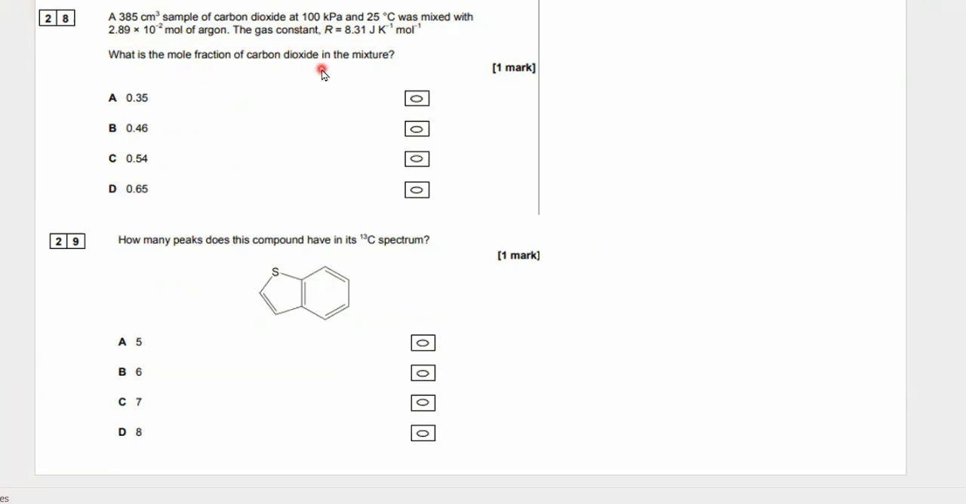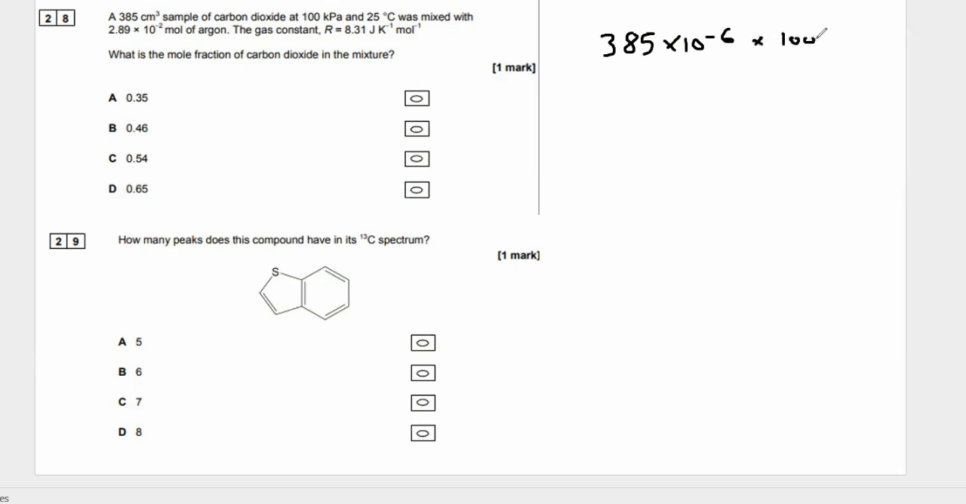Oh my gosh, a 385 centimeter cube sample of carbon dioxide at 100 kPa, 25 degrees, was mixed with 2.89 times 10 to the minus 2 moles of argon. The gas constant is 8.31. Geez, now what's wrong with me?